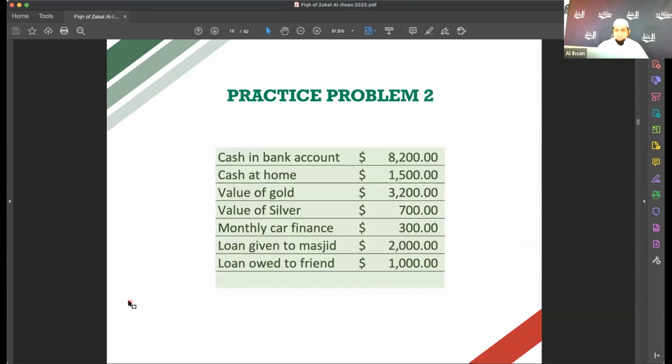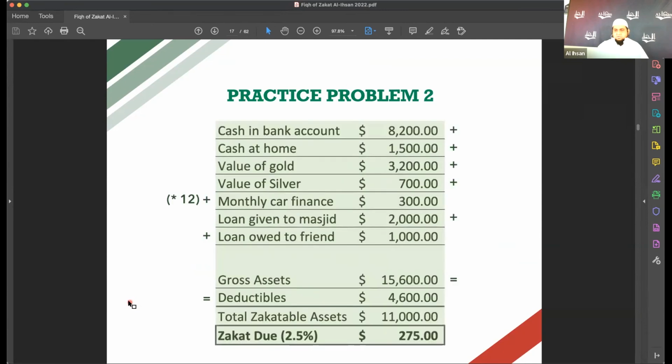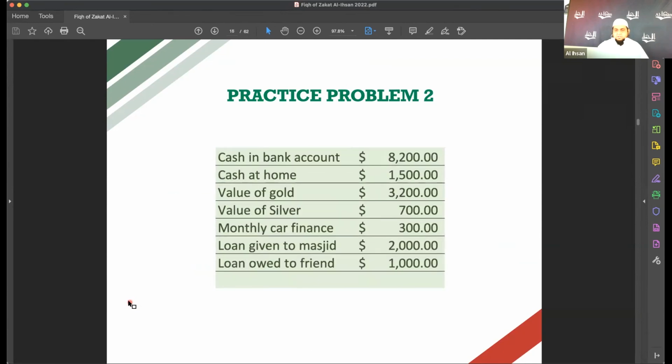I think we have another practice problem here. I think we have two of them. Yeah. Okay, let's do one. We'll take a break and do the second, and then come back and do the second one.